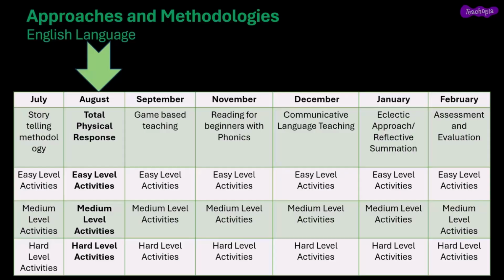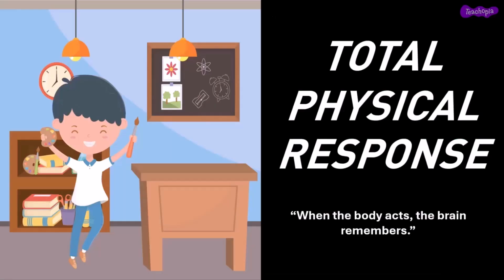Total physical response, also termed as TPR in short. Students learn language by responding physically to commands, associating words directly with actions without explicit verbal practice initially. Example, a teacher says stand up and students stand up. Touch your nose and students touch their nose. Welcome to this session on total physical response, where when the body acts, the brain remembers.